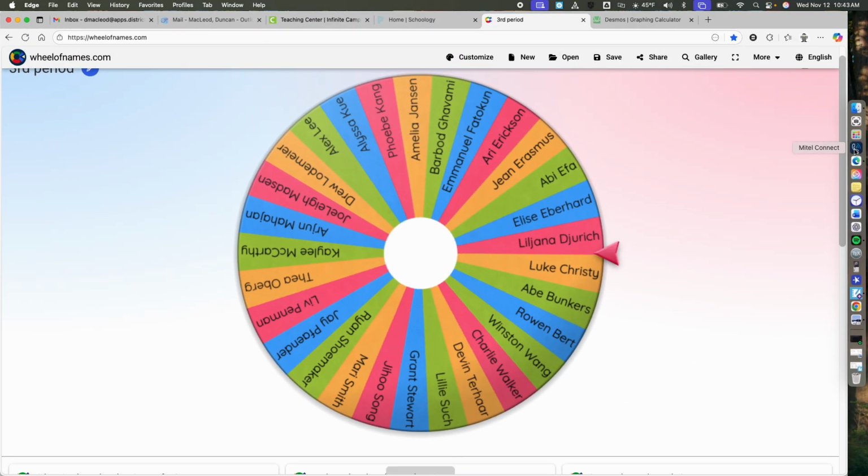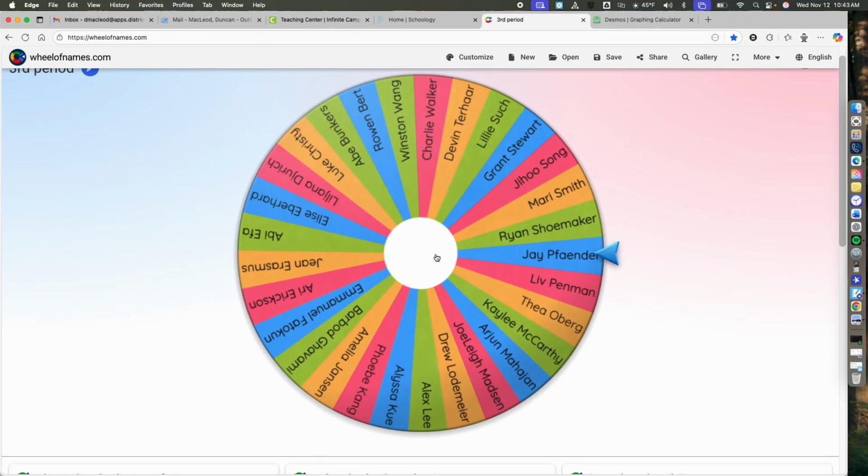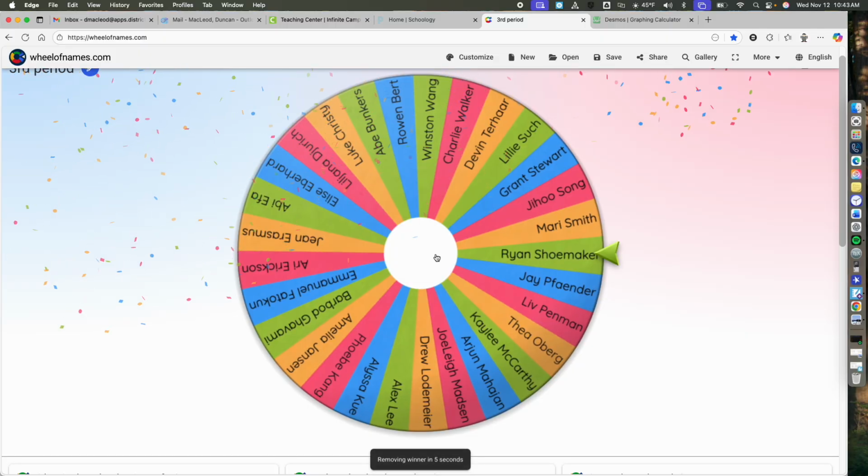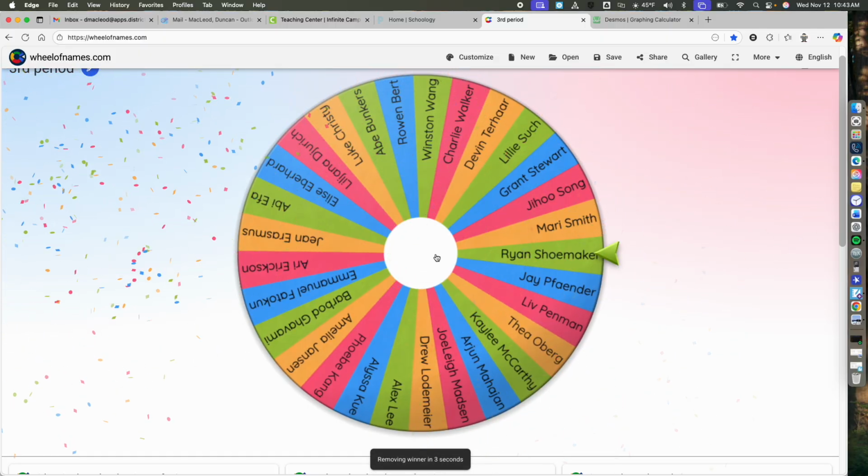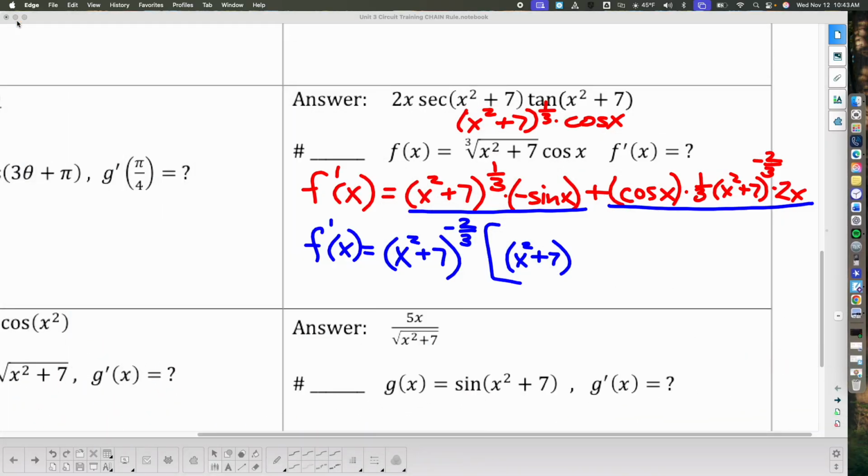I was hoping somebody could tell me what power would be on x squared plus 7. Ryan, wait, oh, there you go. What power would I write on x squared plus 7 if I take out negative 2/3 power? 1/3 was the original power that was there, and I'm going to remove negative 2/3.